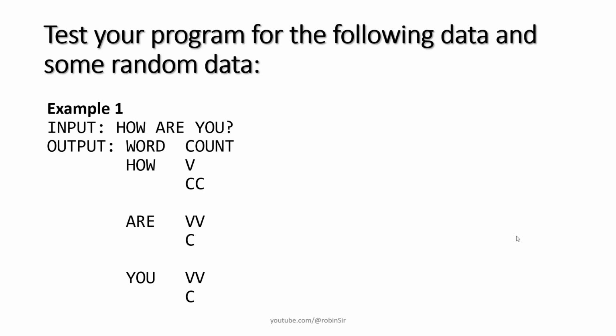If the input is "How are you?", this sentence has three words. Firstly, for "how", there is only one vowel and two consonants. So that's why this is the frequency and this is the bar graph. Because there is only one vowel, V is printed only once, and because there are two consonants in the word "how", C appears twice. So it is like a bar graph.